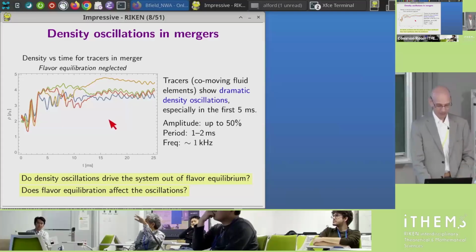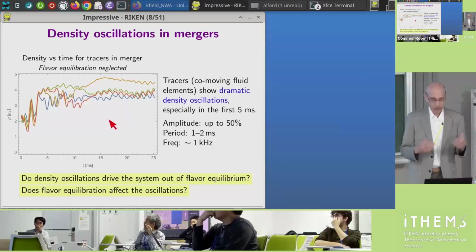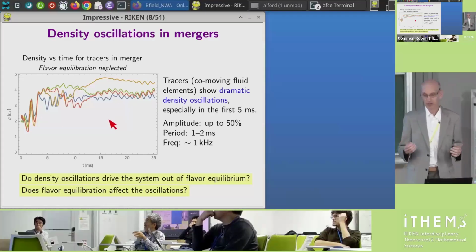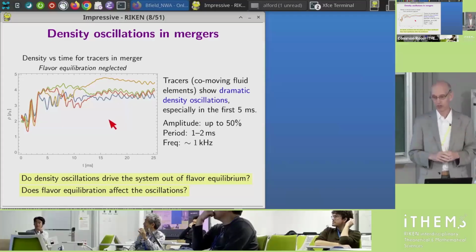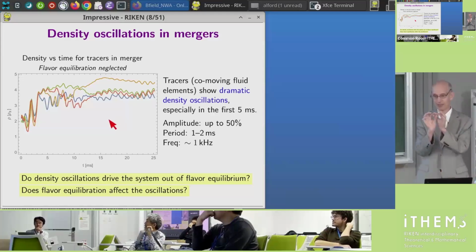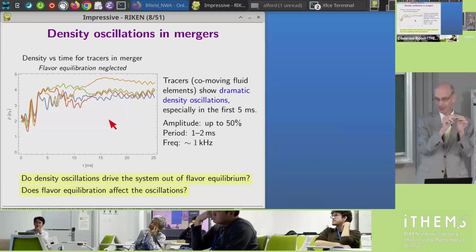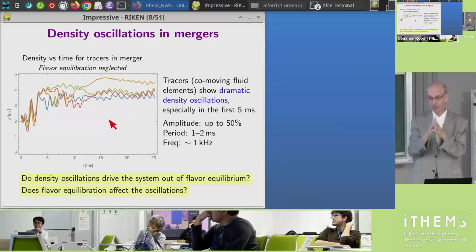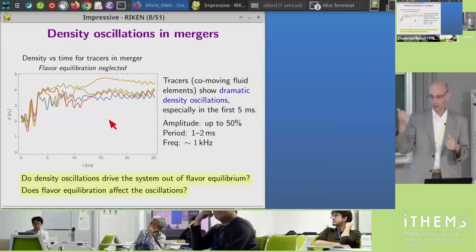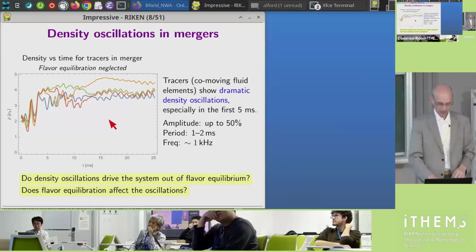What is the color difference? There are just different fluid elements that they chose to watch. An element means a cell, a little piece of fluid, yes. They then track it, and as it moves around, it gets squeezed and unsqueezed, and that's what you're seeing here: the fluid elements experience these density oscillations.